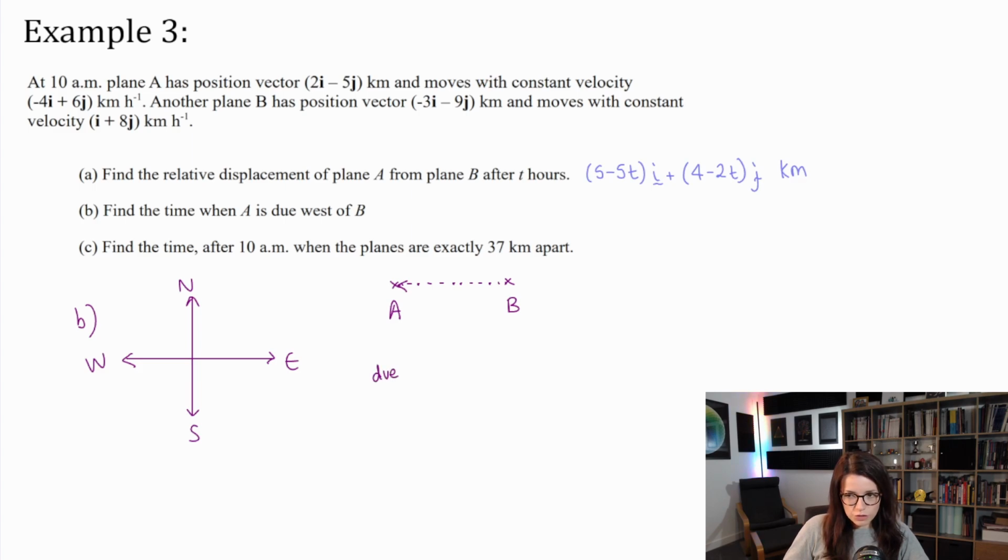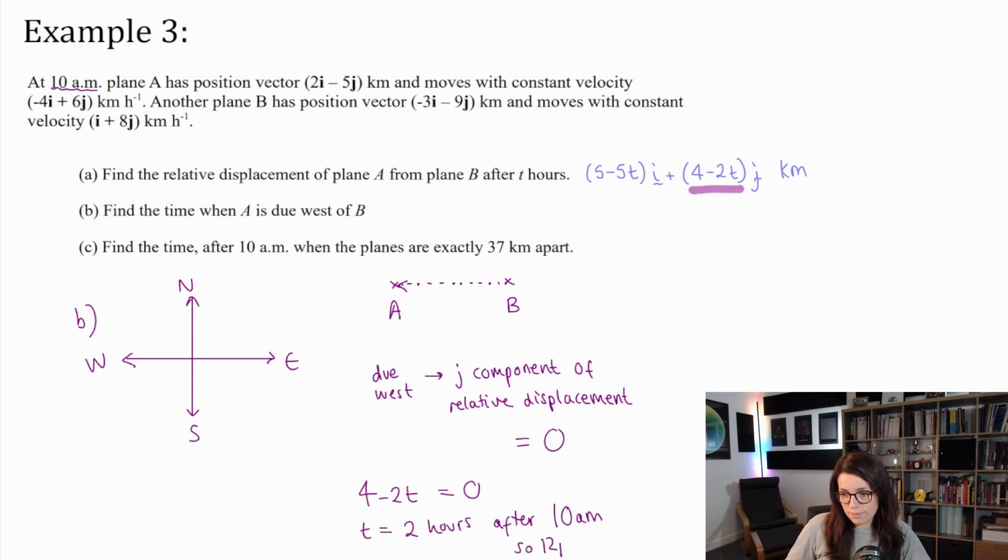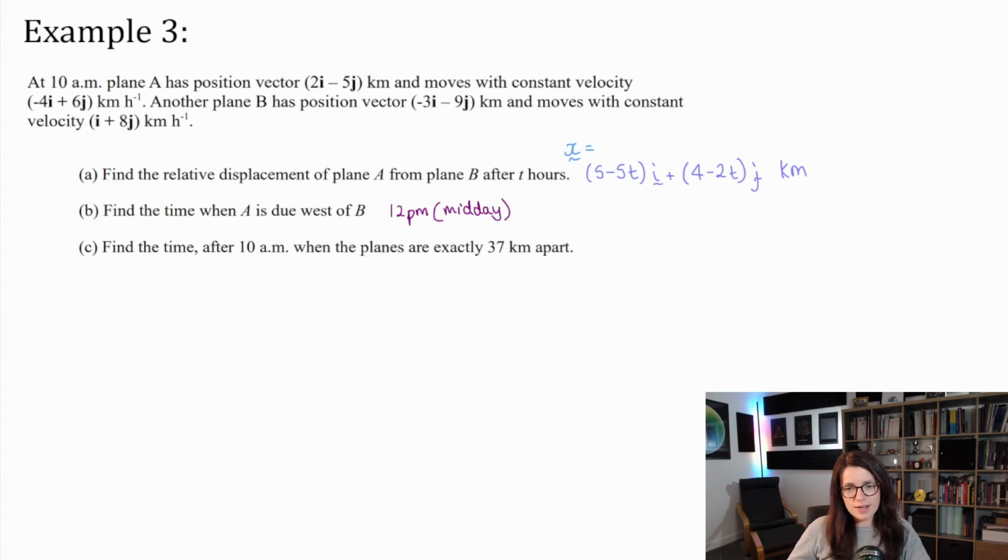If you think about it, due west, therefore, means that the j component of the relative displacement would be equal to 0, because there is no displacement in the j direction. They are directly next to each other in that j direction. If we're saying that the j component is going to be 0, that means we can take the 4 minus 2t, make it equal to 0, and solve for t. So in this case, t would end up being 2 hours, and this is after 10 a.m., so therefore 12 p.m. or midday.